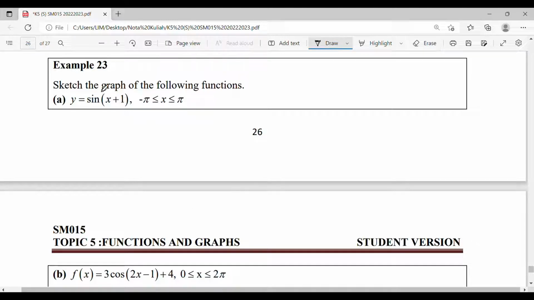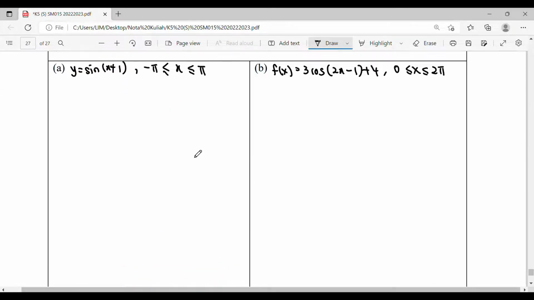Now we're going to sketch the graph of the following function. Here we have sine, cos, and tangent. So for question A, we're going to draw our sine graph. For the sine graph, if it is only sine x, it will start at 0, go up to amplitude 1, then go to -1 and end at 2 pi. So this is our basic graph.